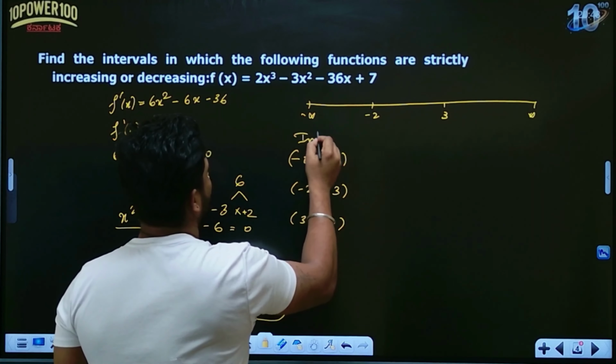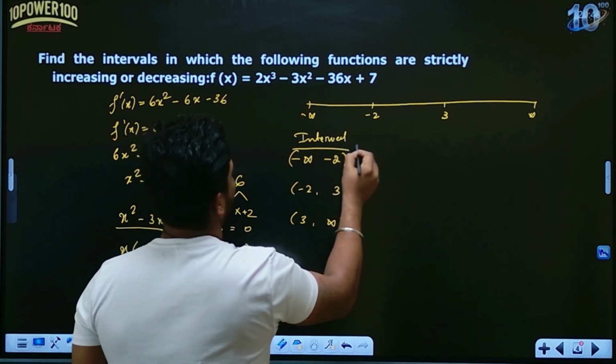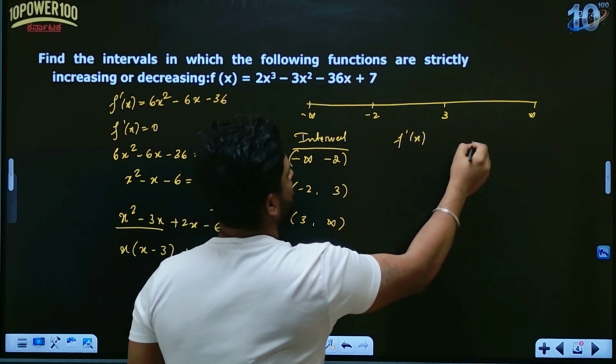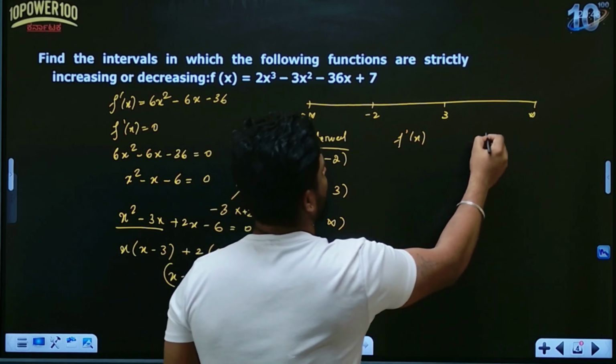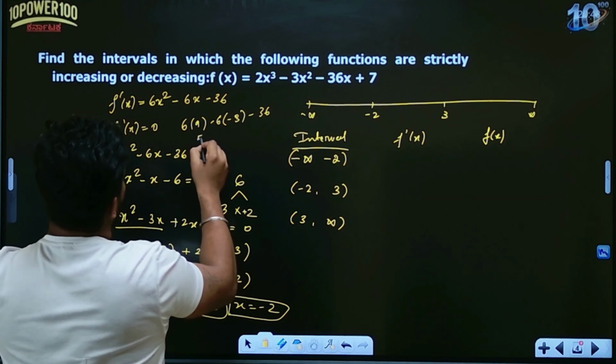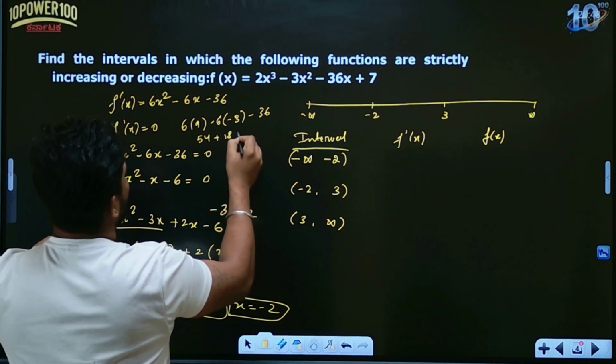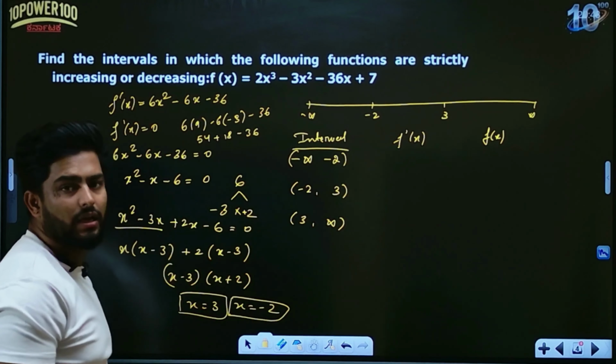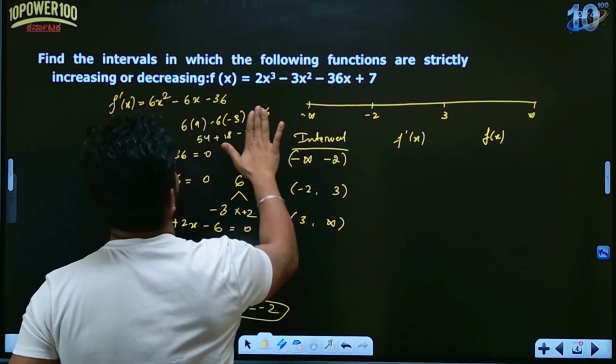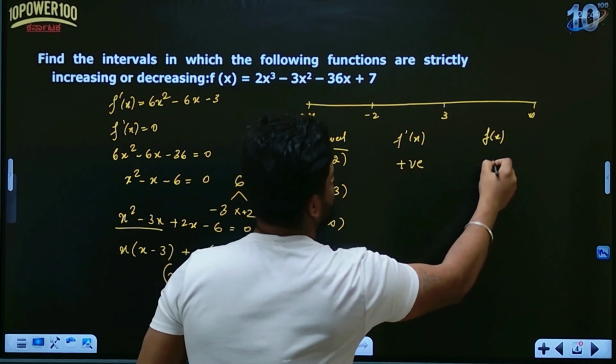So these are the intervals. Next f dash of x and then f of x. Now minus infinity to minus 2. So let's take minus 3 and we'll put it in f dash of x. If you put minus 3 here, what happens? 6 into 9, minus 6 into minus 3, minus 36. So 6 9s are 54 plus 18 minus 36. That means it is positive, right? So this is positive, so that means this is increasing.